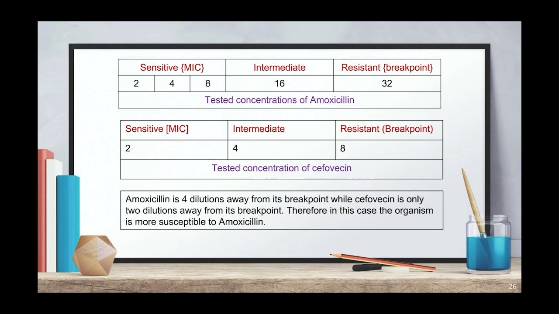For example, a strain of E. coli has an MIC of 2 microgram per ml for amoxicillin and also for cefovecin. Amoxicillin is 4 dilutions away from its breakpoint, while cefovecin is only 2 dilutions away from its breakpoint. Therefore, in this case, the E. coli strain is more susceptible to amoxicillin.